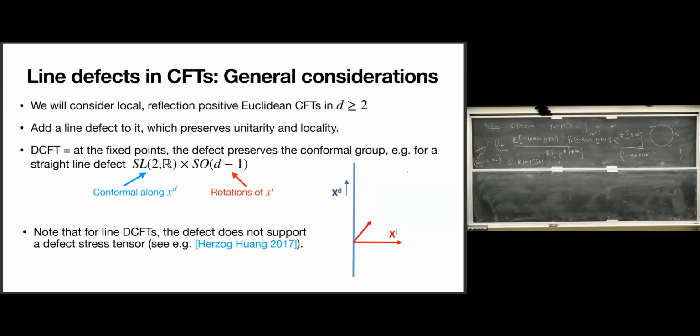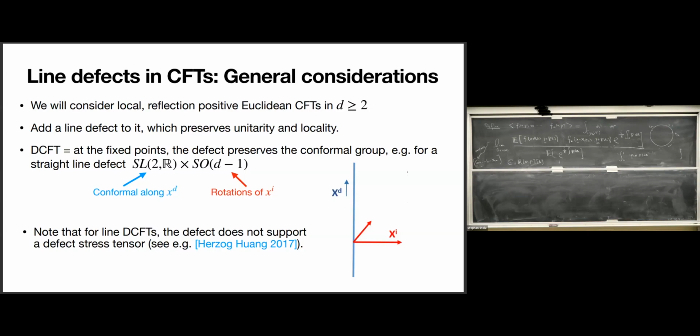So in this talk, we will consider systems that are local, reflection positive, Euclidean conformal field theories in some number of space-time dimensions d, which can be larger or equal to 2. And then we will add a line defect to it in a way that preserves the reflection positivity and locality. This is an assumption. So now the definition.